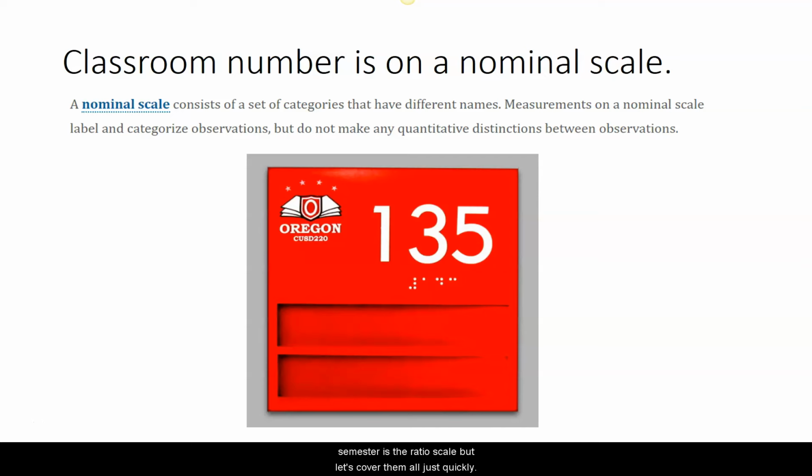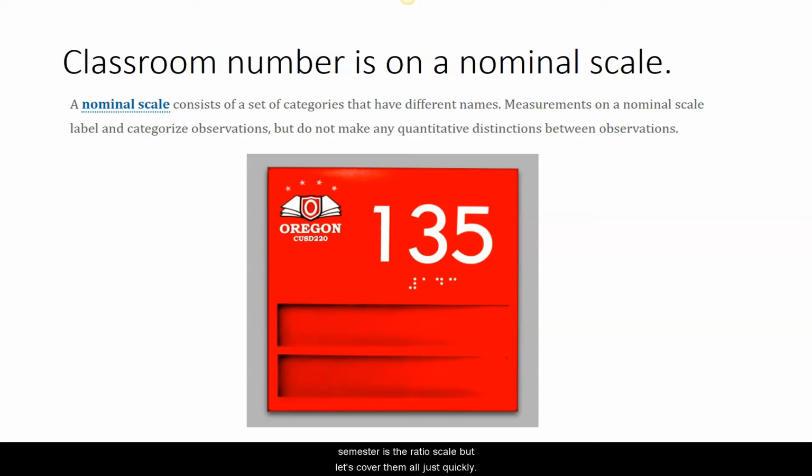A nominal scale is a set of categories that have different names. Measurements on a nominal scale label and categorize observations, but there's no quantitative distinction between them, even if those names are numbers, if you will.